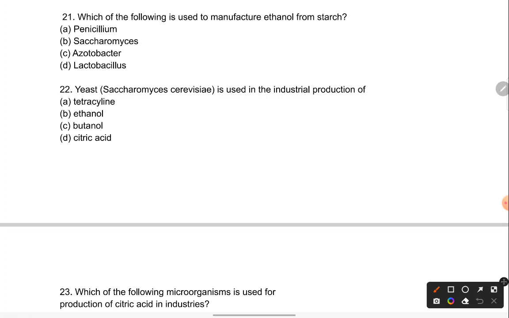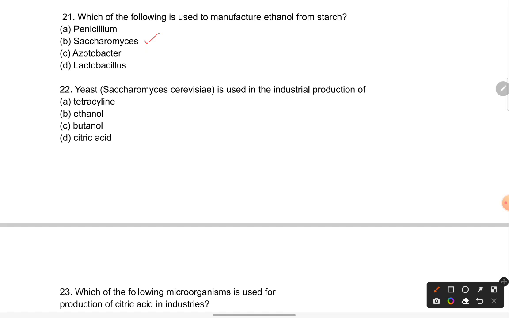Repeating the same question. Which of the following is used to manufacture ethanol from starch? Which organism? A very familiar organism, that is Saccharomyces cerevisiae. So for 21, B is the correct option.